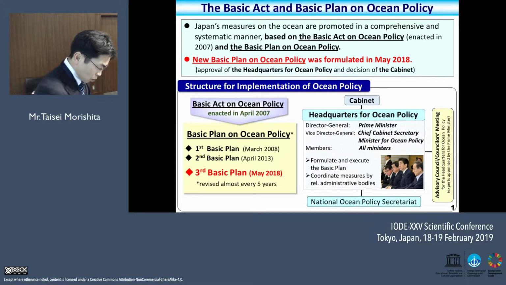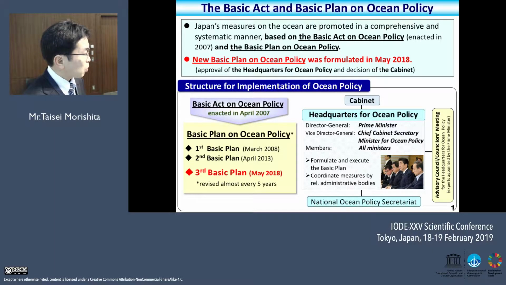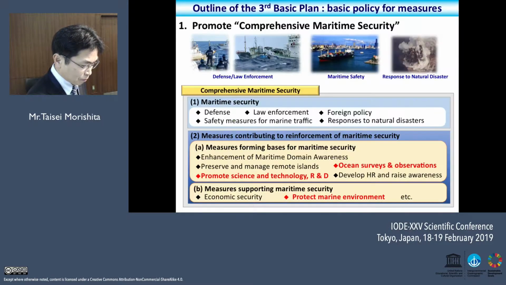Next, I will focus on the third basic plan. This plan covers a wide range of ocean policy measures and contains about 370 action items in total. The following three slides will show the 7 basic policies of the plan.